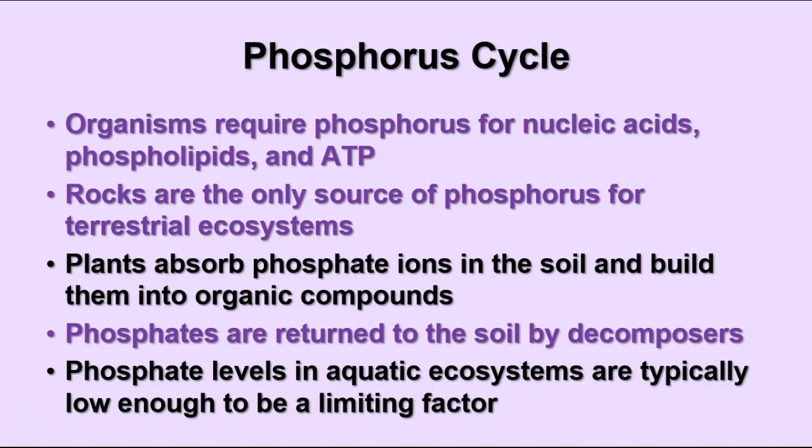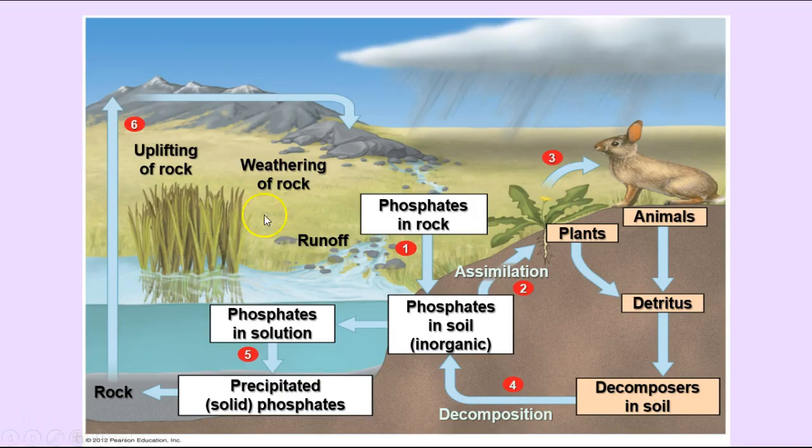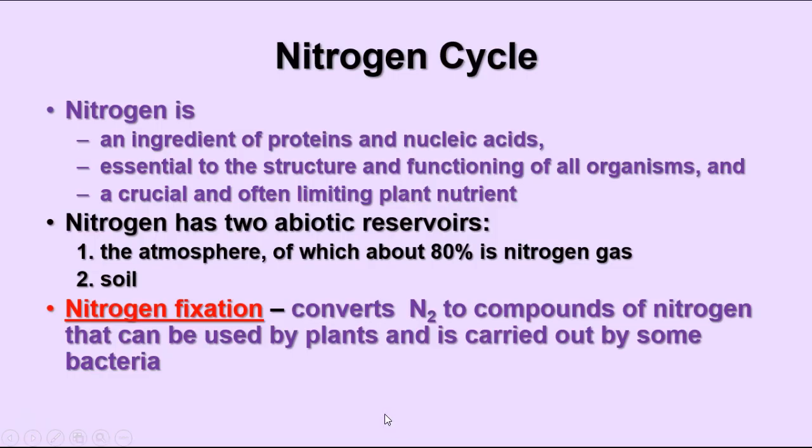In aquatic ecosystems, phosphate levels are pretty low, just because of the characteristics of those systems, and actually phosphorus ends up being a limiting factor in a lot of aquatic systems. Okay, so we have here phosphorus comes from the weathering rock. It's washed into the water by runoff. It's reassimilated into the soil and used by plants, which then provide it to animals, which then gets recycled back in the soil again.